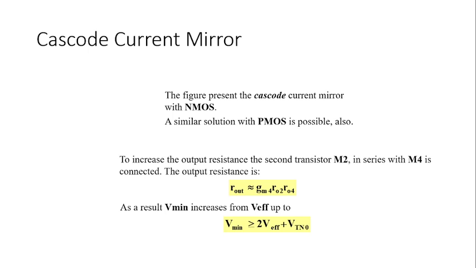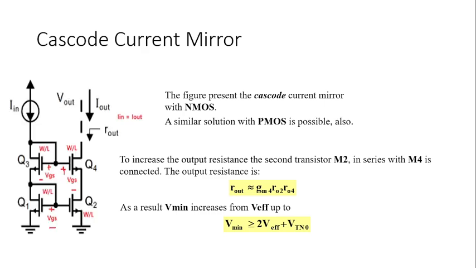Let us now look at one more important topic, the cascode current mirror. This might be asked in your external examination. The cascode current mirror is a current mirror with a similar structure, but with an additional transistor right here. This is your cascode amplifier.